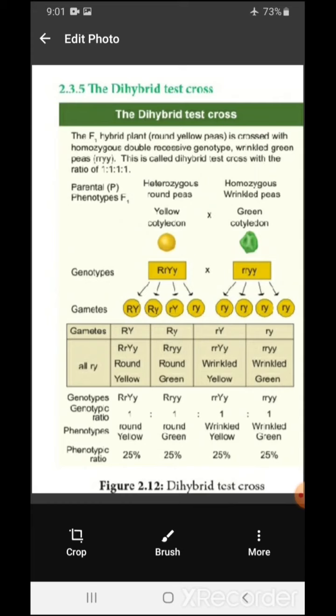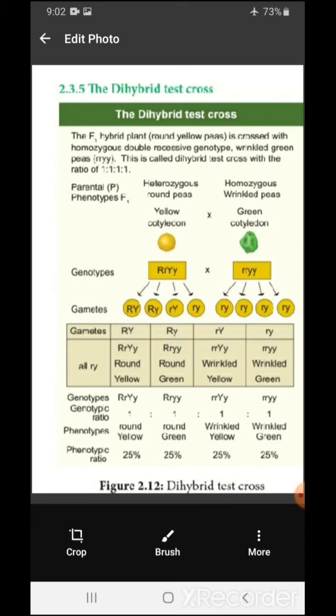So for the parental phenotype, we can refer to the flow chart. The heterozygous round seed with yellow cotyledon is the phenotype; the genotype is capital R, small r, capital Y, small y. The phenotype for the homozygous double recessive is wrinkled seed with green cotyledon. Their genotype is small r, small r, small y, small y.